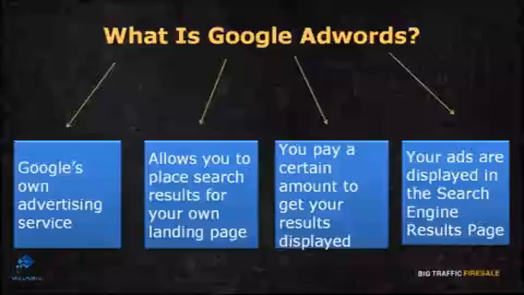So what is Google AdWords and how do you utilize it to generate traffic? Google AdWords is Google's own advertising service which allows you to place search results for your own website or landing page. The search results for your product or service will appear on the search engine results page, the SERP, for which you would have to pay a certain amount to get your results displayed.